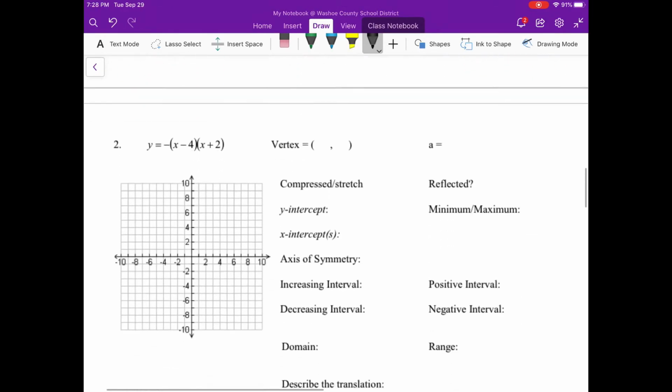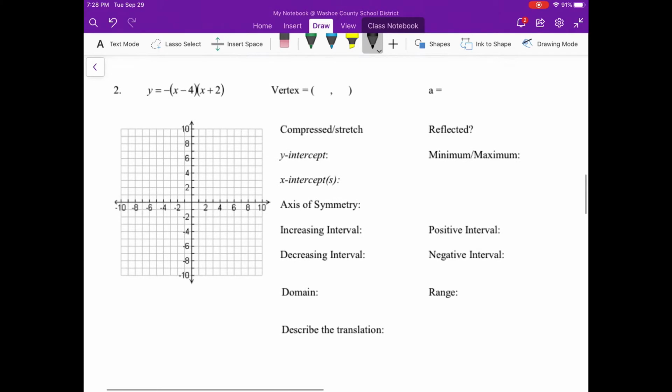Okay, going on to example 2. This time my a value is a -1, which means this one is reflected, but it is not compressed or stretched because it's still 1, and the negative, all that does is reflects my graph.